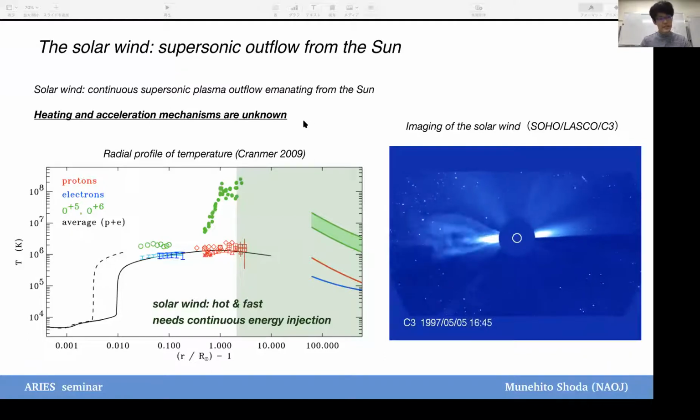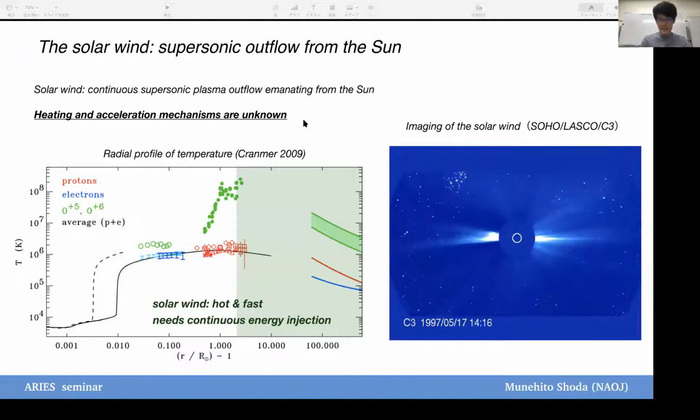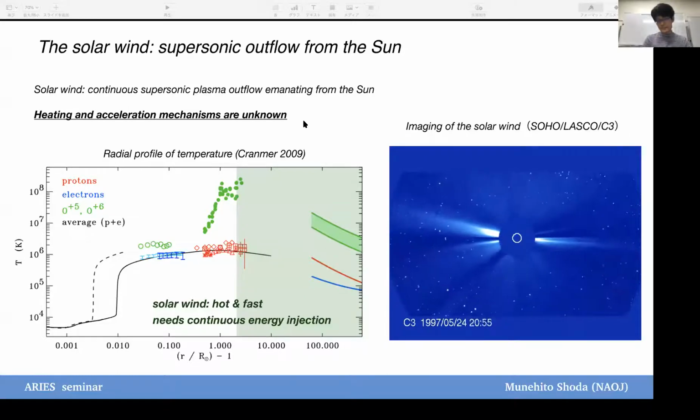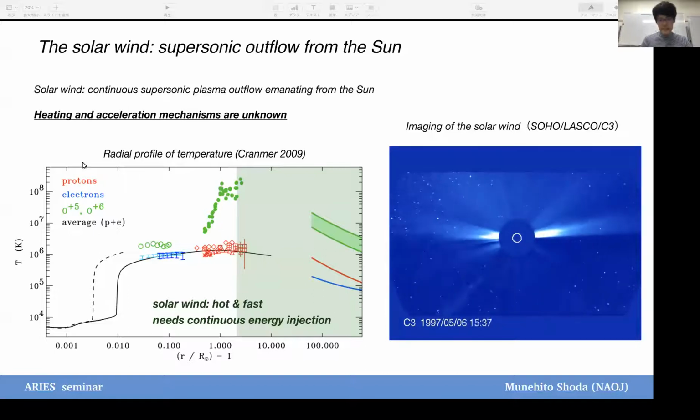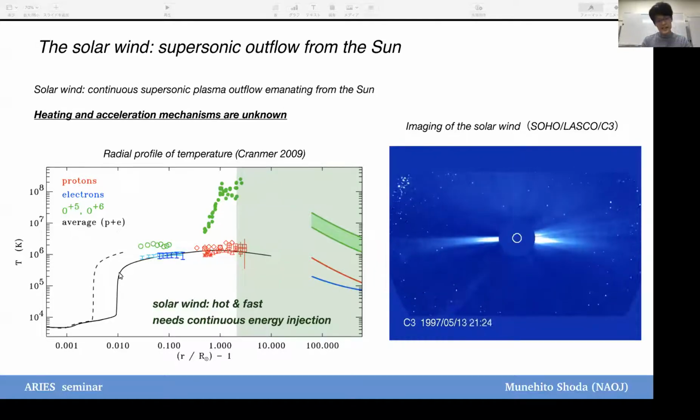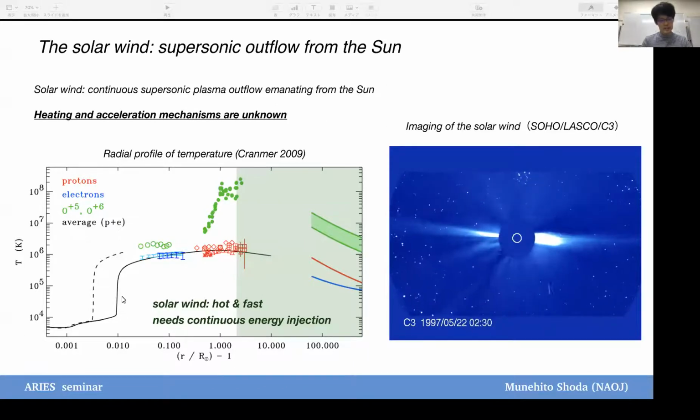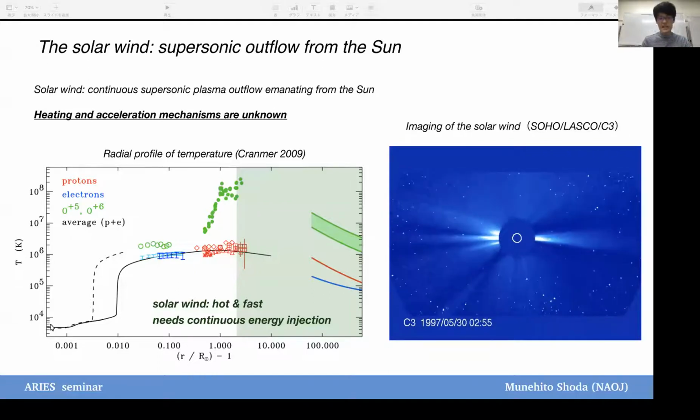So the solar wind is defined by the continuous supersonic plasma outflow from the sun. And one important problem in solar wind is the heating and acceleration mechanisms. So what I'm showing on the left bottom panel is the radial profile of the temperature of the solar atmosphere. So please take a look at this black solid line. This is an average profile of the solar atmospheric temperature. So the surface temperature of the sun is known to be approximately 6,000 Kelvin.